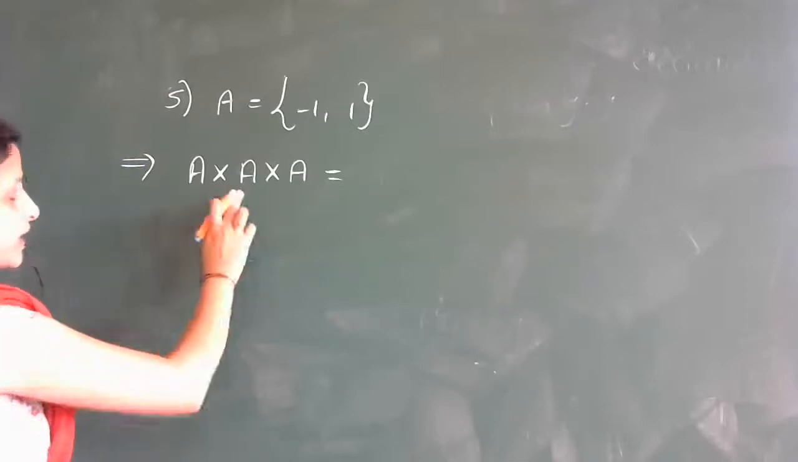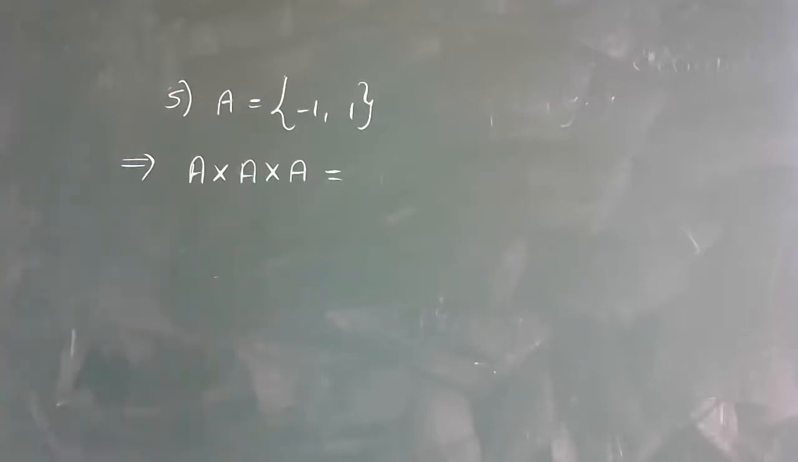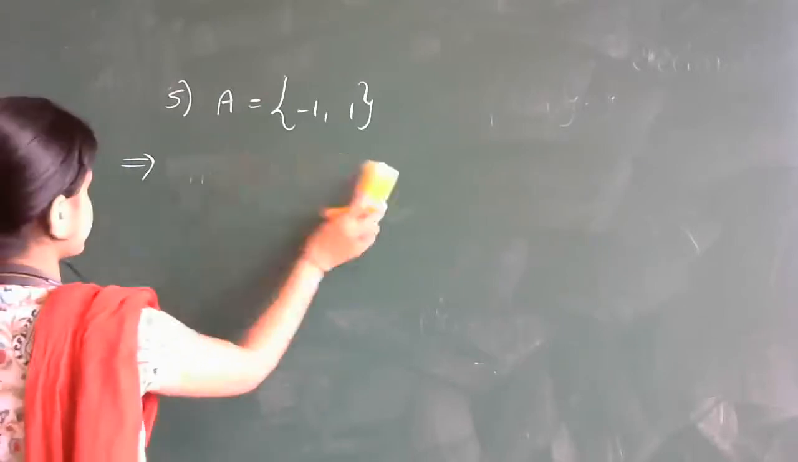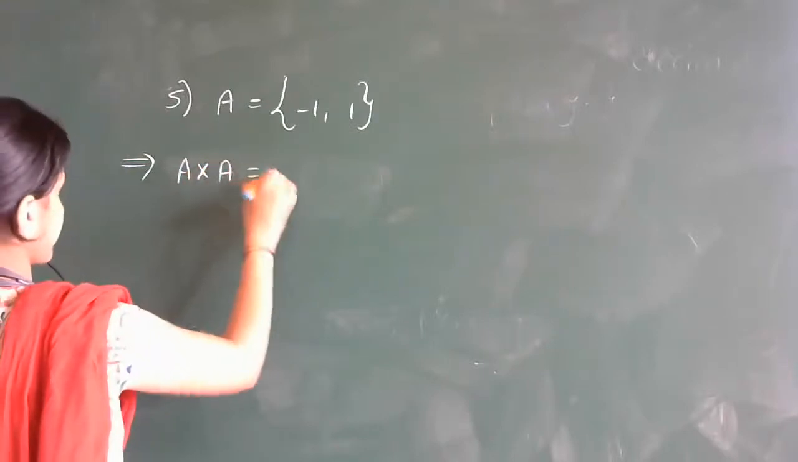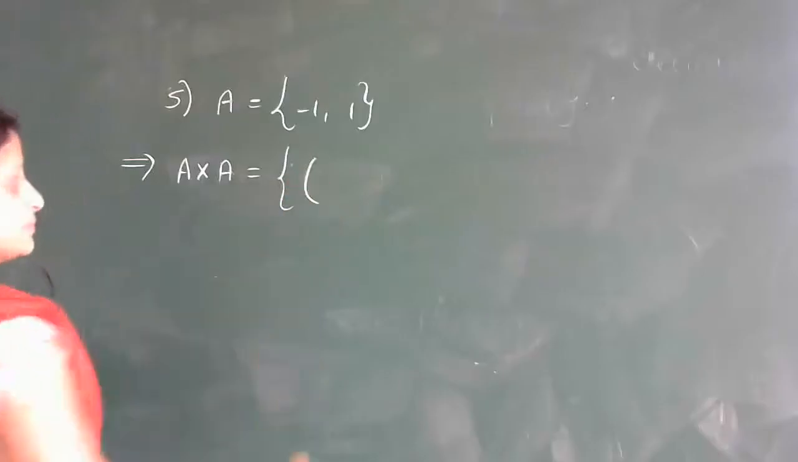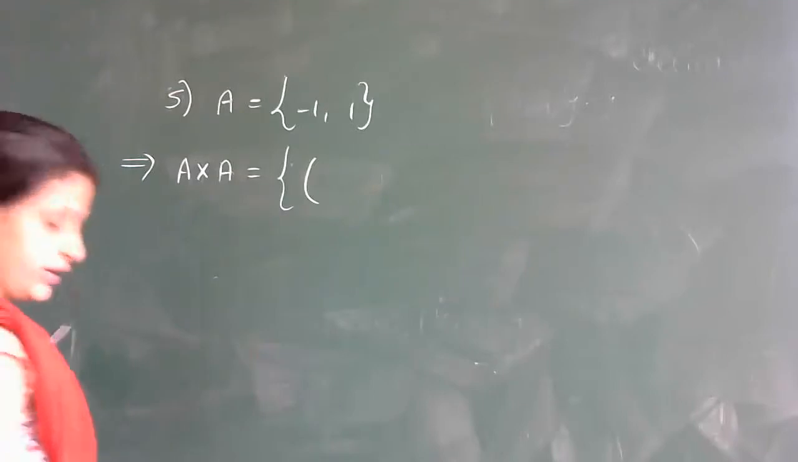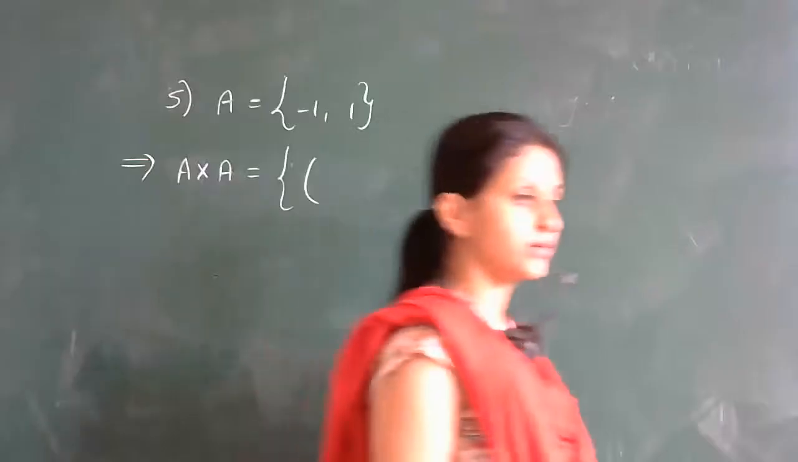To find the Cartesian product of 3 sets, first what will we do? We will find the Cartesian product of 2 sets first. First we will find A cross A. So what will be A cross A? Can you tell me, students, what will be A cross A?